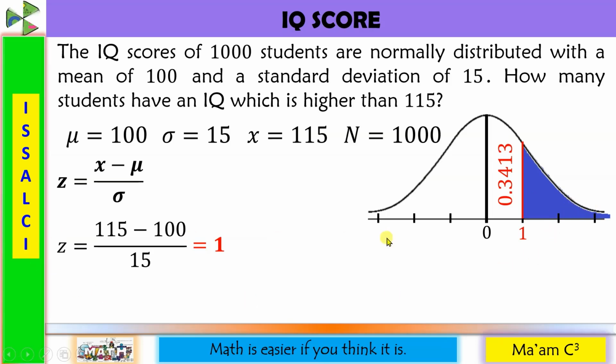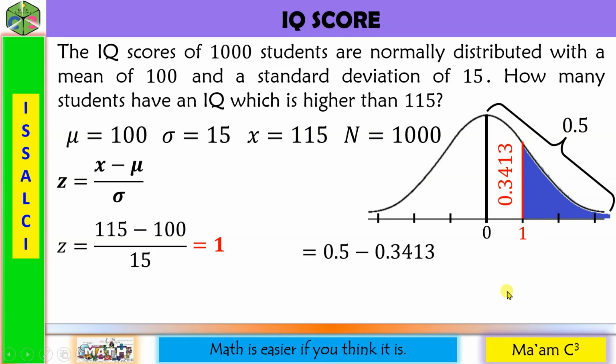So let us compute. And to do that, we know that half of a bell curve is 0.5. To solve for this area, we simply have to subtract 0.3413 from 0.5. And this will give us 0.1587. And this is the area of the shaded region here. But we are not asked to solve for the percentage or probability. We are asked how many students. So all we have to do is to multiply this probability to the total number of students.